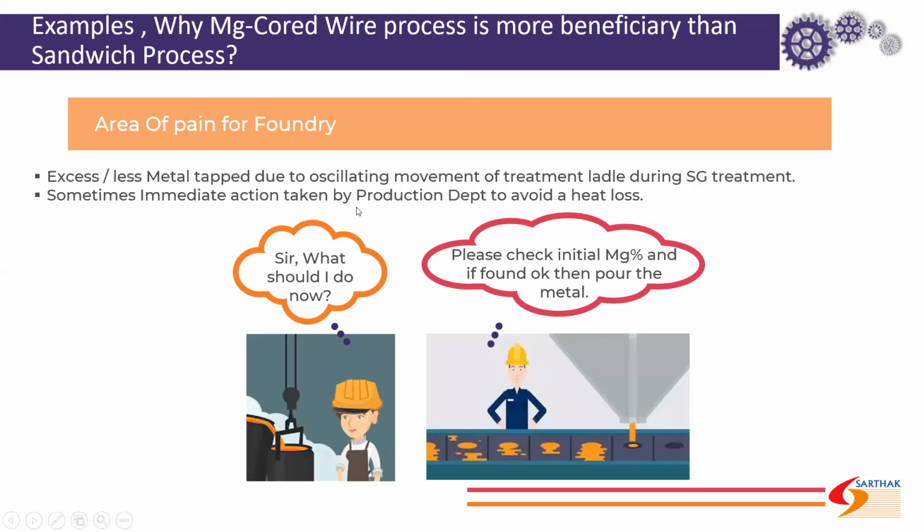So these are some areas of the foundry. You people know that when we are using sandwich treatment and we predetermine the additions of magnesium, there can be excess and less metal tap due to oscillating movement of the treatment ladle during the SG treatment. Sometimes immediate action can be taken, production is divided to avoid heat loss. They check Mg initially, immediately in the spectro, and if it is found okay, then they pour the metal.